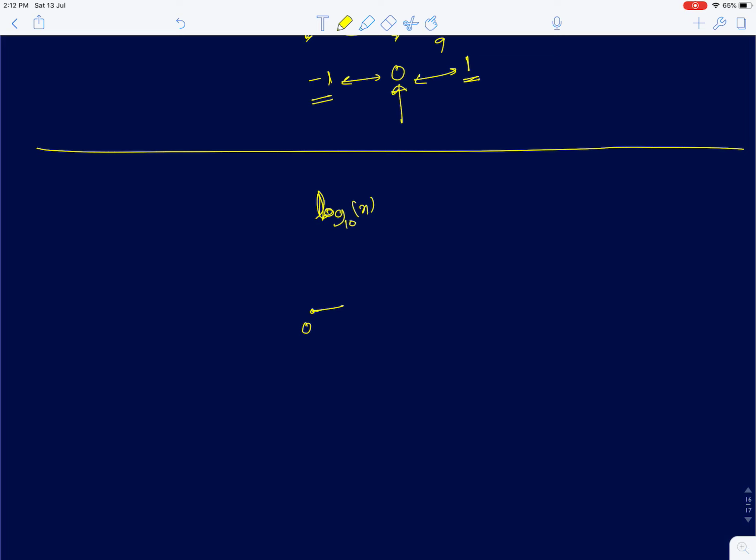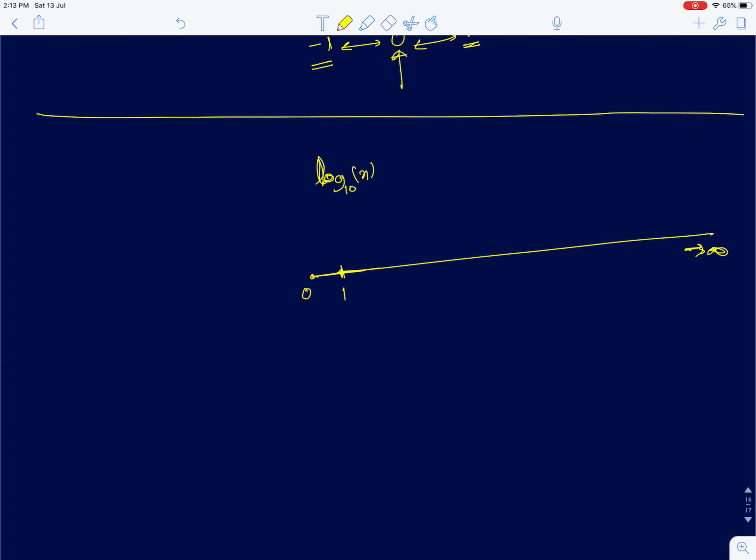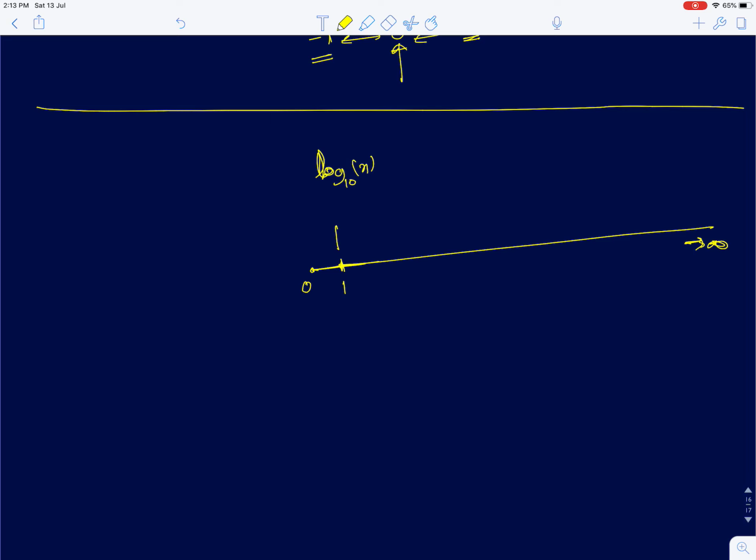So this is 0, and this I'm going to mark as 1, and this is infinity. It's progressing afterwards. Now, when I stand on top of 1 and try to approach 0 from this side, and then from here try to approach infinity on this side, it's equally difficult to approach it.